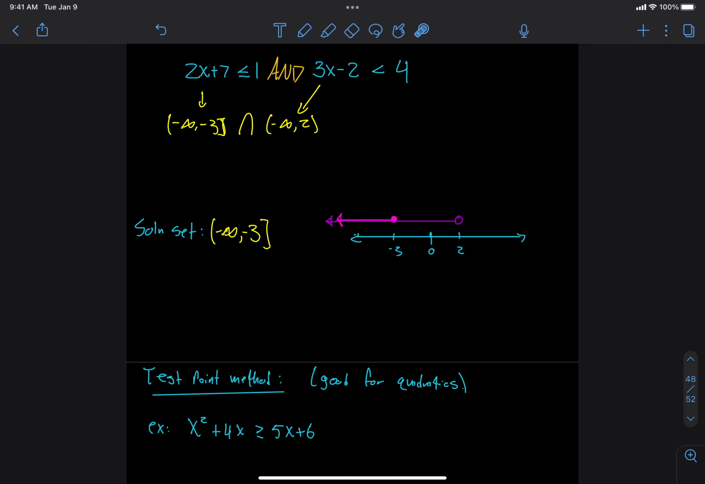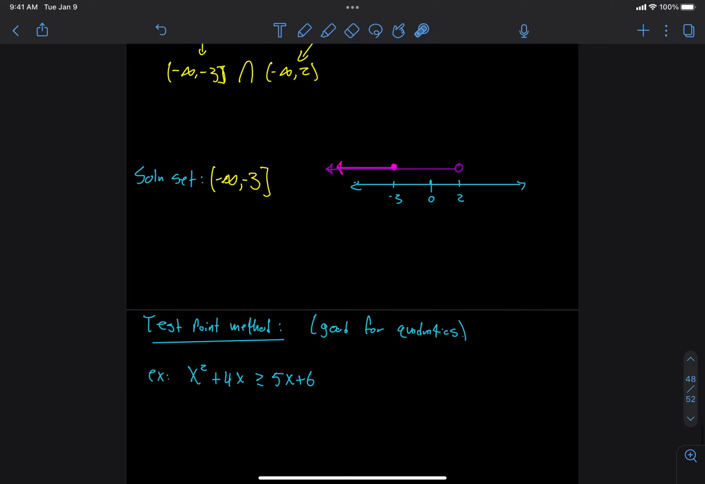Okay, how do we feel about that one? Pretty good. Any questions on this one? All right, doesn't seem like there are any questions.